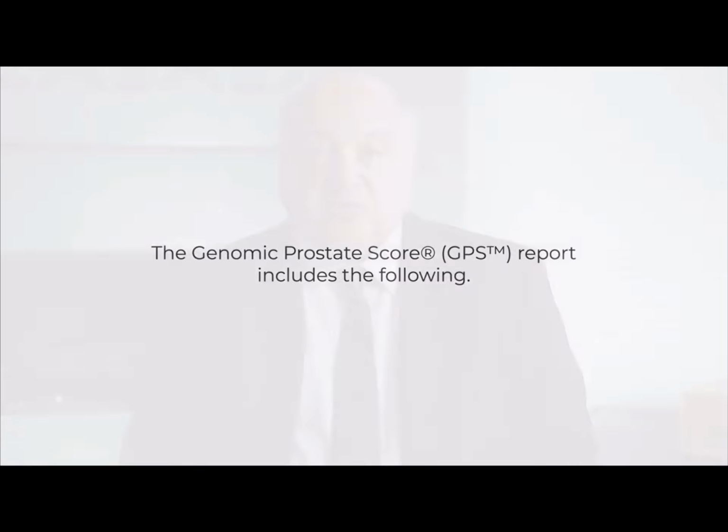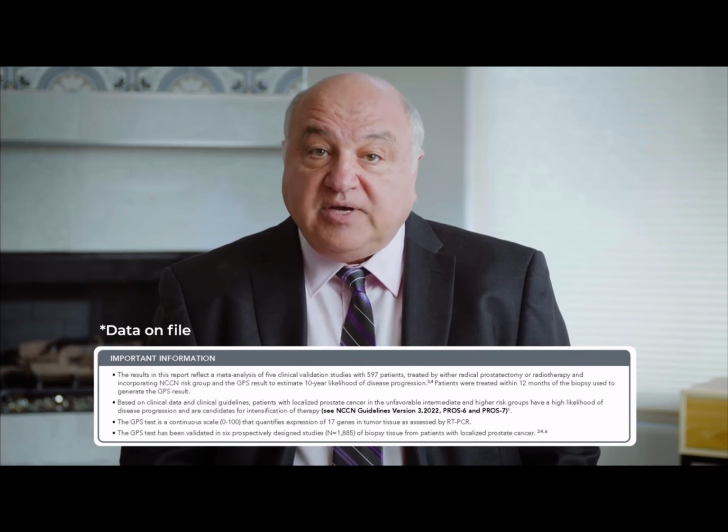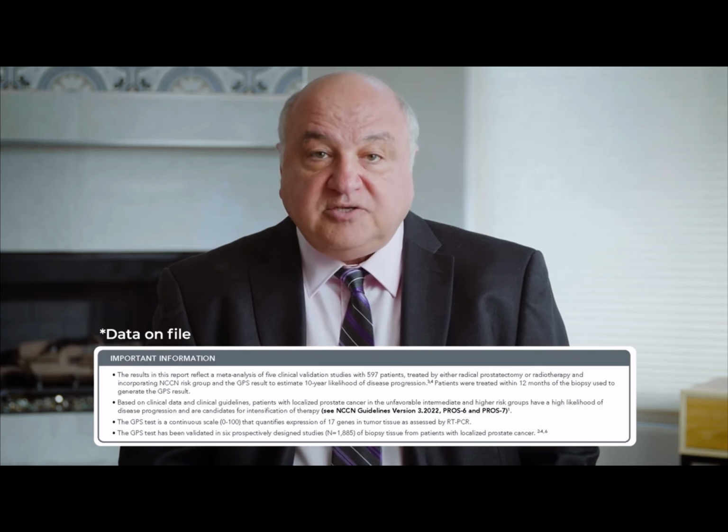The high-risk GPS report is for prostate cancer patients in the NCCN unfavorable intermediate and high-risk groups. The Oncotype DX GPS report is designed to make it easier for you and your patient to focus on the data most important to the treatment decision at hand. The report adds some exciting new information. The report includes post-radiation data from 2 new validation studies for a total of 5 clinical validation studies with 597 patients treated with either radical prostatectomy or radiation therapy.